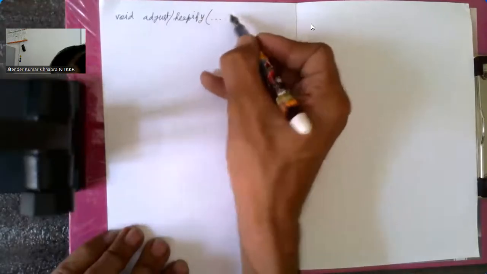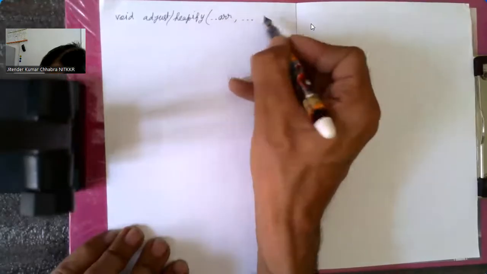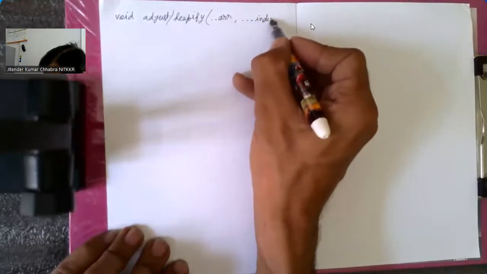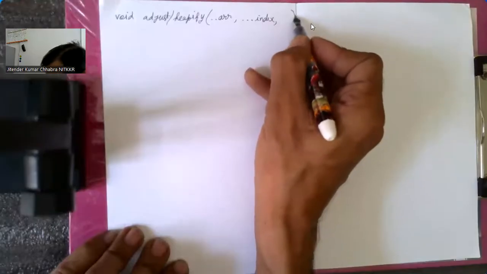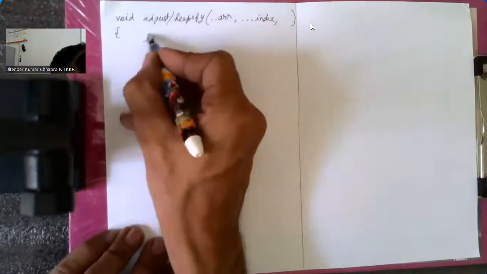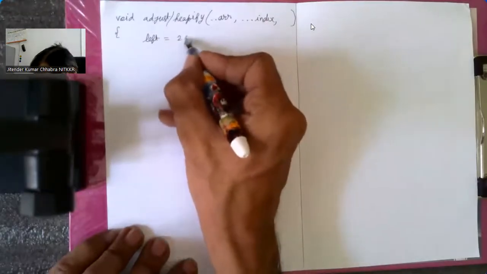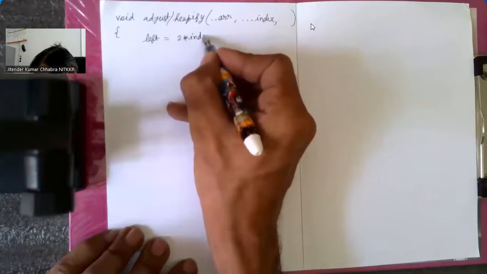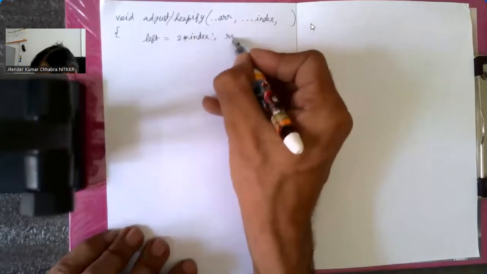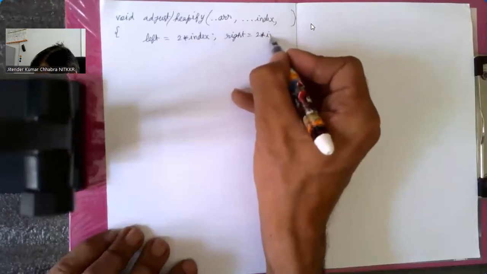So parameters, of course, your array is with syntax written, index written, and if I need something more, I will see. I have found left equal to 2 star index. I have found right, 2 star index plus 1.